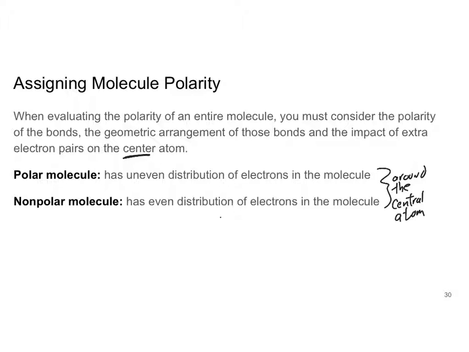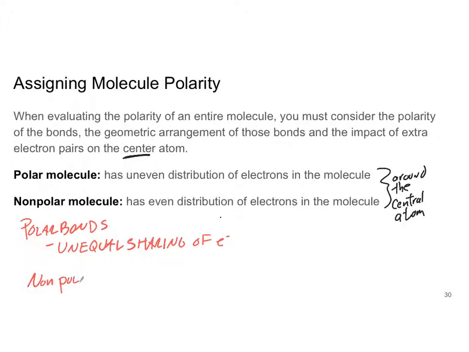Now, a couple of things to remind ourselves. So we have polar bonds. So polar bonds are an unequal sharing of electrons. And we have nonpolar bonds, which is considered to be an equal sharing of electrons.